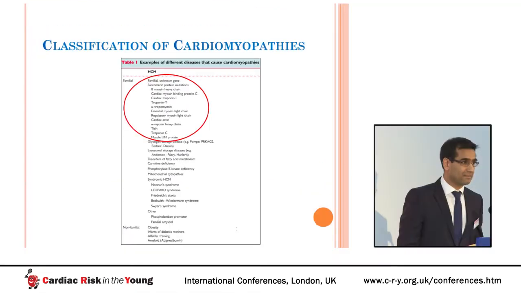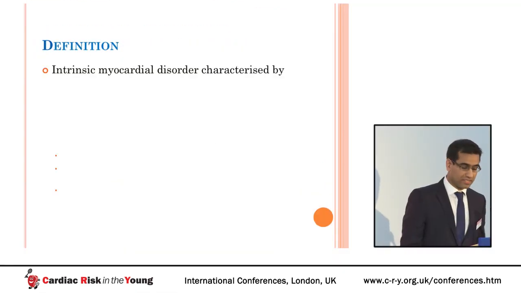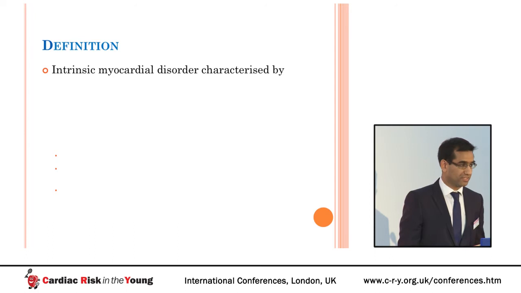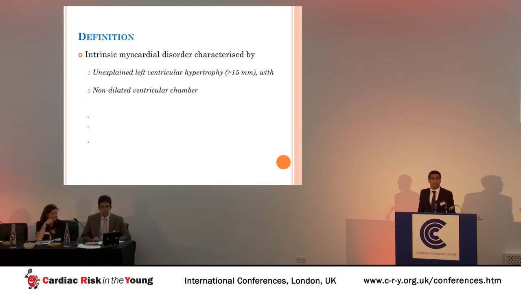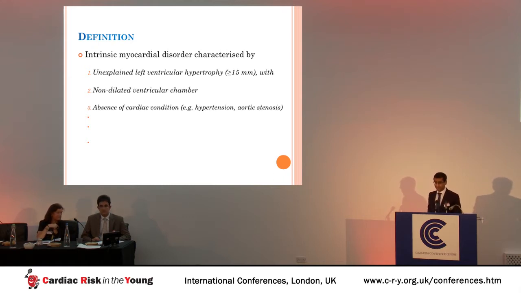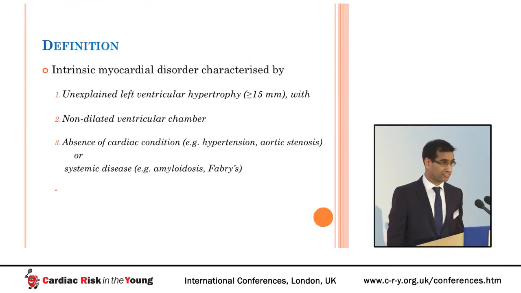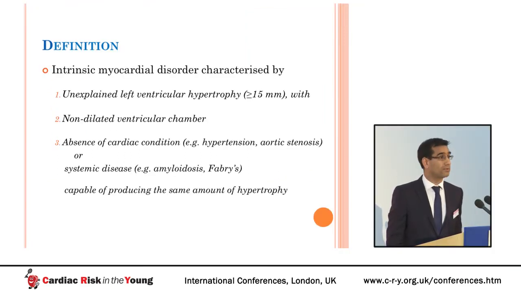Using this as a basis, the definition of hypertrophic cardiomyopathy is an intrinsic myocardial disorder, which is characterised by unexplained left ventricular hypertrophy, usually greater than or equal to 15 millimetres, along with a non-dilated ventricular chamber and the absence of a cardiac condition or systemic disease that's capable of producing the same amount of hypertrophy.